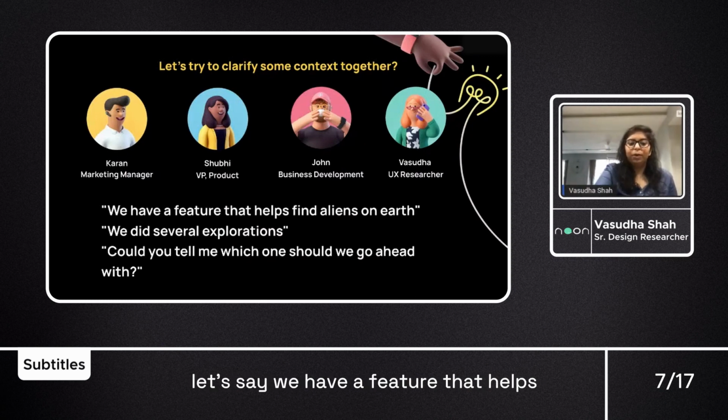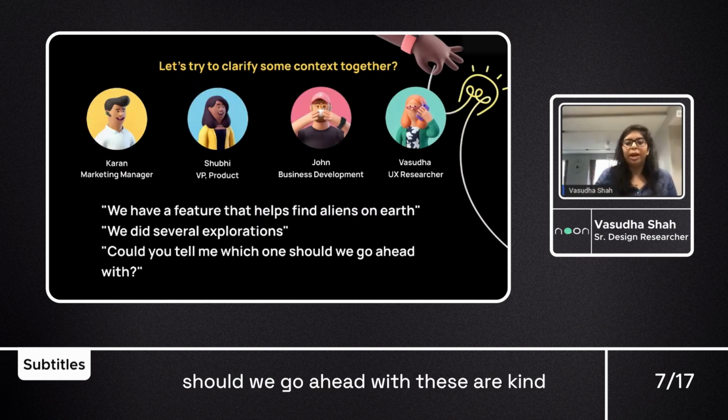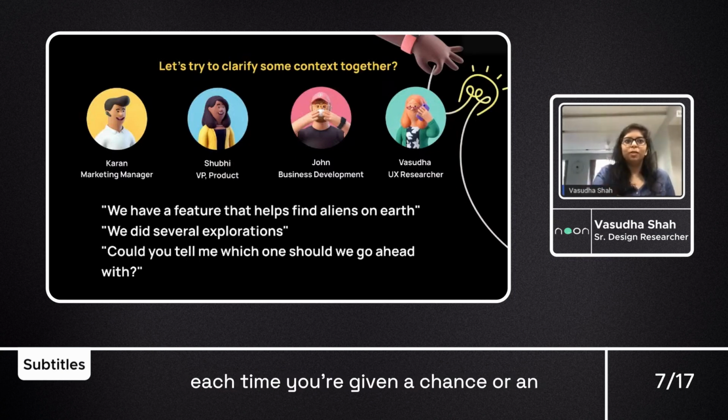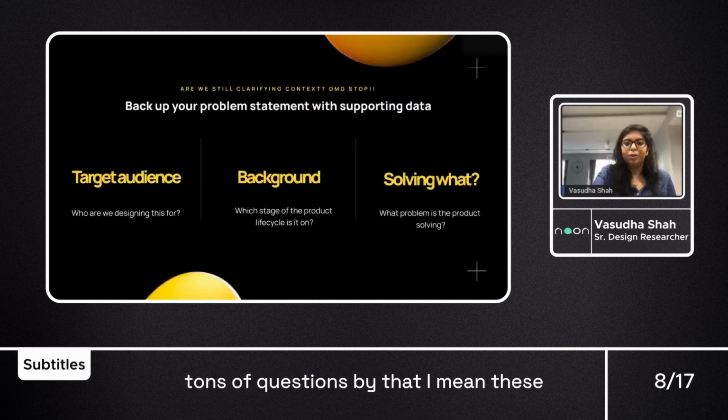For example, let's say we have a feature that helps find aliens on Earth. We did several explorations. Could you tell me which one we should go ahead with? These are the kind of problem statements that we get. As a UX researcher, what would I be able to find with these statements? There won't be a lot of data that I'd be able to provide with only this information. So each time you're given an opportunity to solve a problem, make sure that you're asking them tons and tons of questions. By that I mean these questions. Back up your problem statement with supporting data that you find out by asking them.